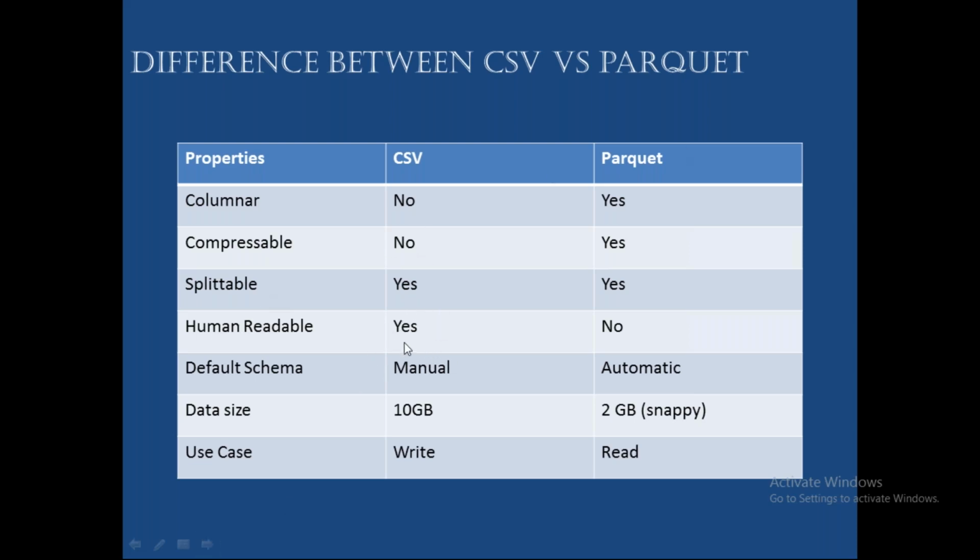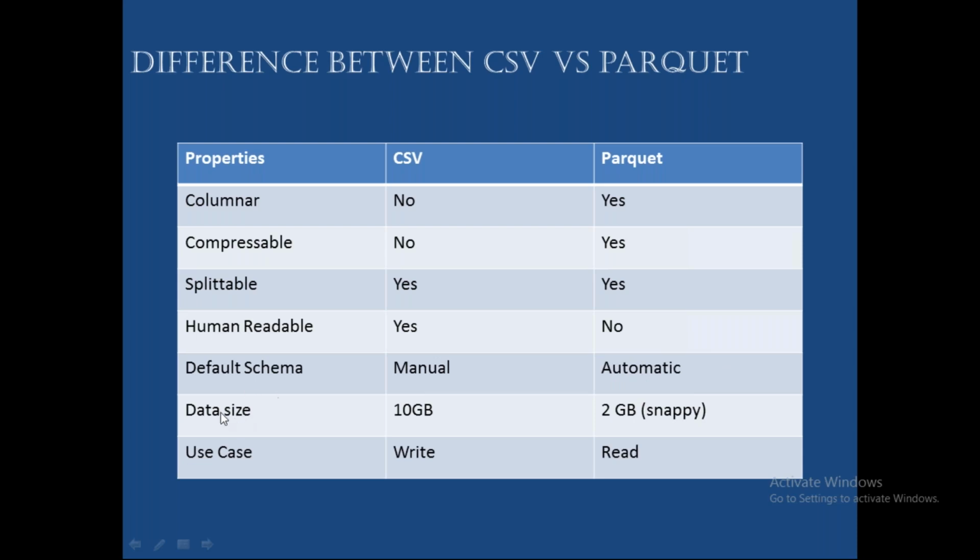Next, the CSV file is human readable. We have seen the CSV file, it's human readable, but Parquet is not human readable. Still, I will show you how you can read this particular Parquet file. You can read Parquet files by using online file viewers. By using those we are able to see it. Next, the default schema: in CSV it's manual, but in Parquet you automatically get the schema.